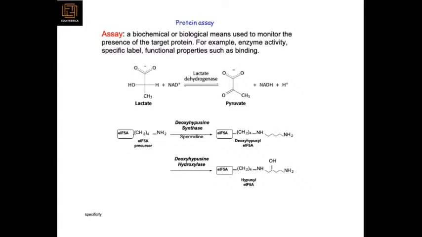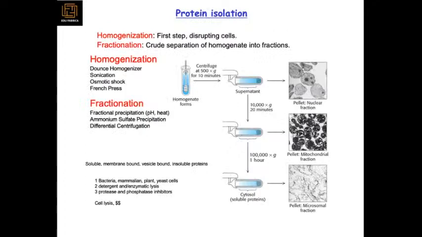Same way, eIF5A precursors are being added with the deoxyhypusine synthase, or deoxyhypusine hydroxylase. So both have different reactions. In the first case, we have produced deoxyhypusyl eIF5A, then the other is hypusyl eIF5A. Then that was something to show you a little bit about protein assay.